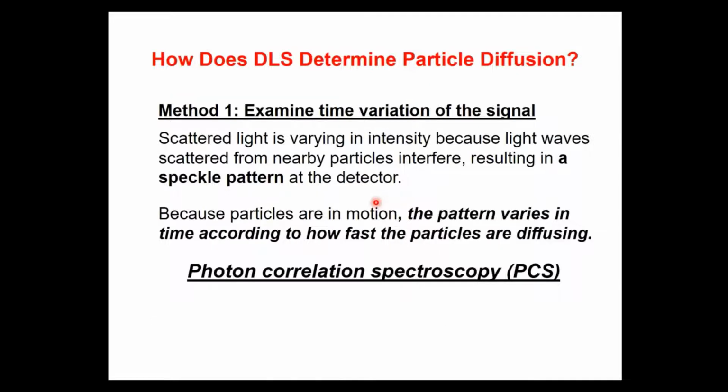One way would be to examine the overall time variation of that signal. What we're getting is a signal that's varying in time because the scattered light is varying in intensity. That's due to the scattered light from particles in motion interfering with each other, resulting in a speckle pattern, which is then not constant in time, but changing with a certain time constant. So analyzing and focusing on how that pattern changes with time is the foundation of photon correlation spectroscopy, or PCS.